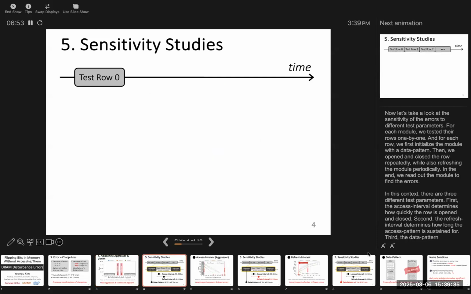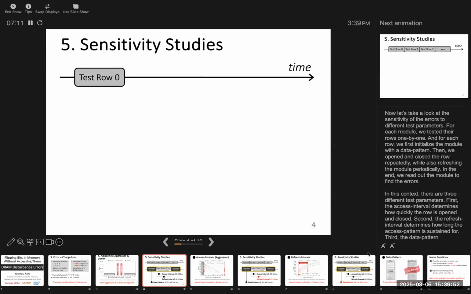Okay, so then they found out this is the number of errors we can find in each memory module as a result of row hammering. And this is the relationship between the aggressor row and the victim row. But then they wanted to perform some sensitivity studies.